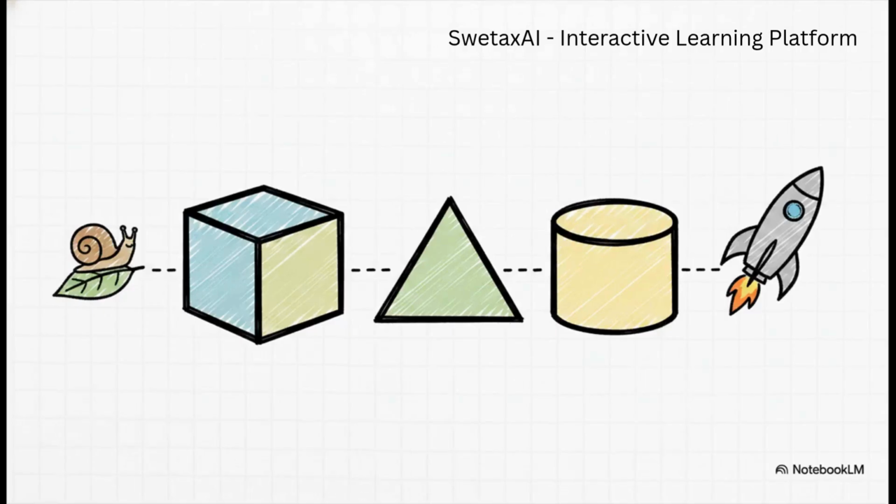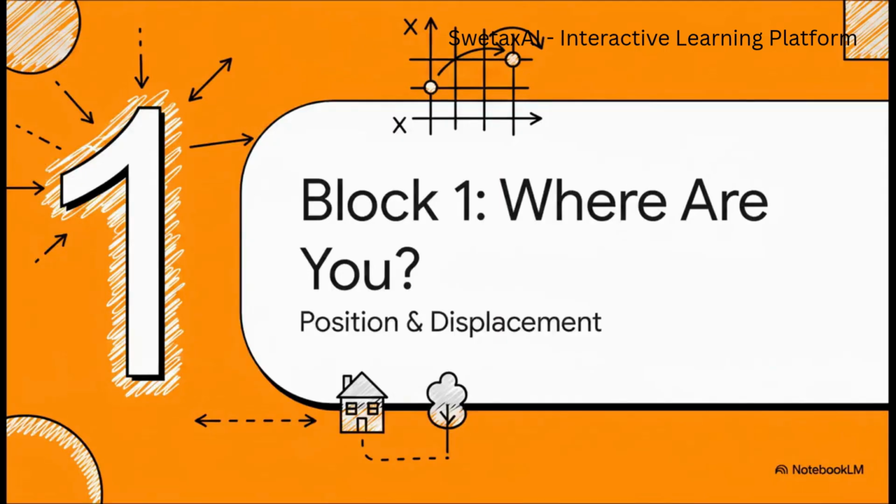And the cool thing is, that whole vocabulary is really just built on 3 core tools. Just 3 building blocks that let us describe any journey you can imagine, from a tiny snail crawling on a leaf, all the way up to a rocket ship blasting off into space. Okay, let's get into it.